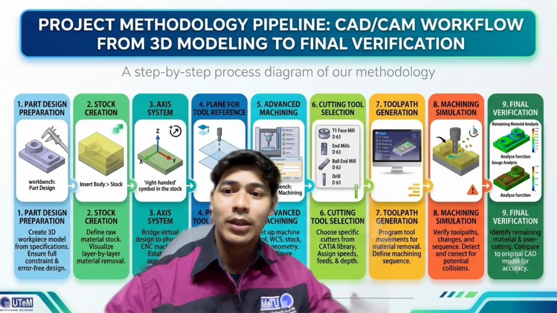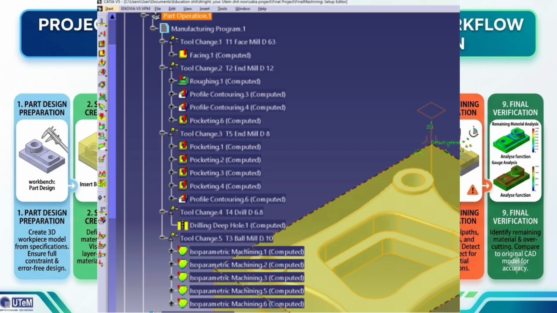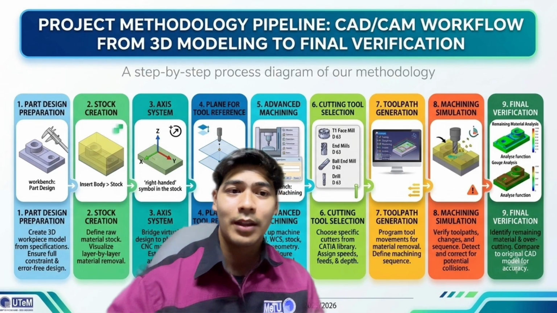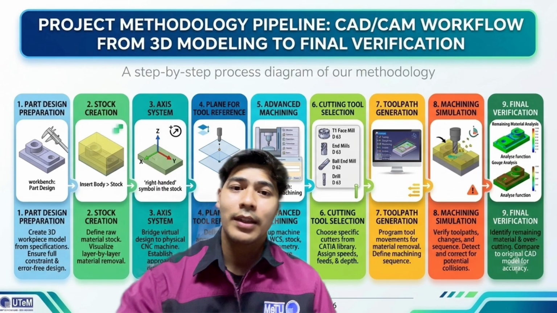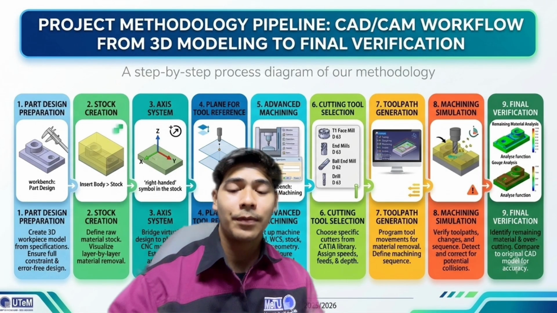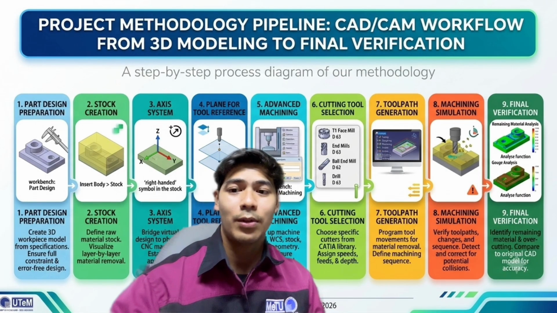And number 7 was tool path generation. The machining operations were then programmed in sequence. The process began with facing to create a flat surface, followed by roughing to remove excess material. Pocketing and profile contouring were performed to produce the required shape, followed by isoparametric finishing to achieve a smooth surface. Finally, drilling was carried out to create the required hole.